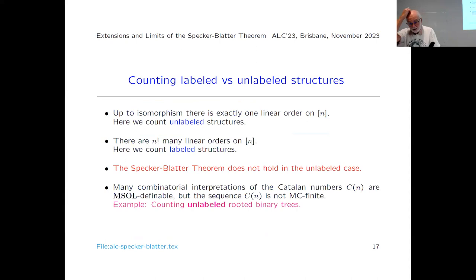Now, there is a subtle difference in counting problems, which the combinatorists noticed: counting structures up to isomorphism and counting structures labeled are very different things. For instance, counting cliques up to isomorphism gives you one for every n, and counting labeled you also get one. But there are many linear orders on n, whereas up to isomorphism there is only one. The Specker-Blatter theorem, as a matter of fact, does not hold in the unlabeled case, because you can have many combinatorial interpretations of the Catalan numbers for unlabeled structures which are MSOL definable. But as we have seen, the Catalan numbers are not MC-finite.